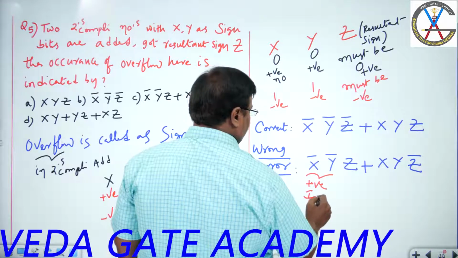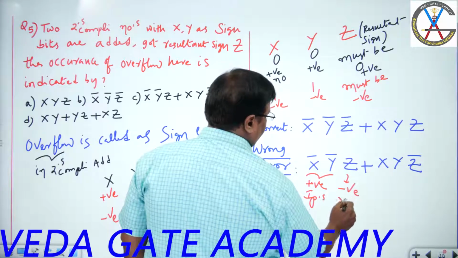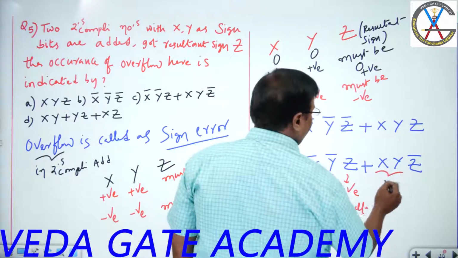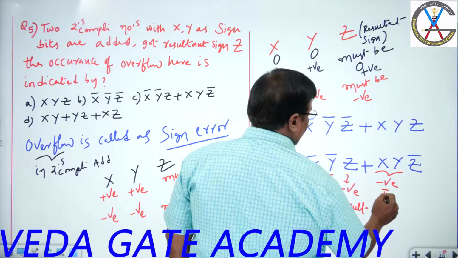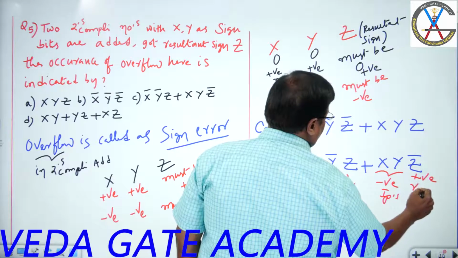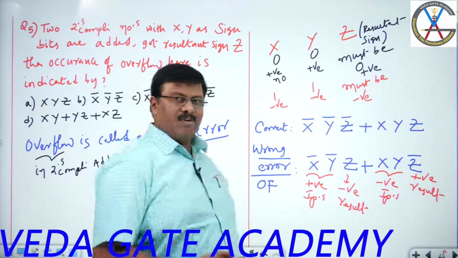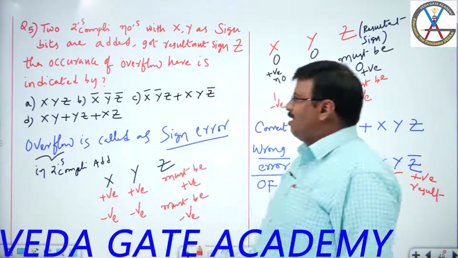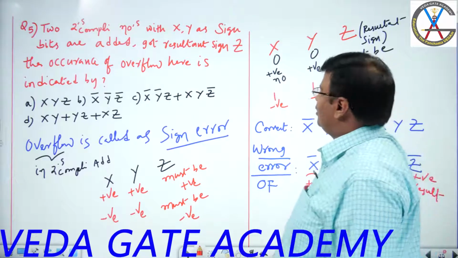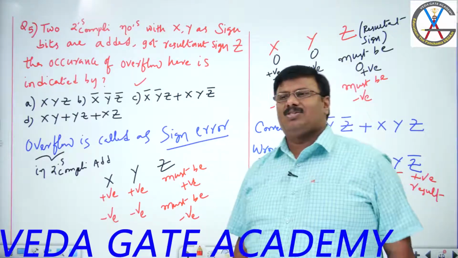Positive inputs, negative result. Similarly, negative inputs, positive result. That is error. Anyhow, the equation which is matching for this is, where is that? X bar, Y bar, Z plus X, Y, Z bar. Yes, C. And you can take examples for this and solve it.